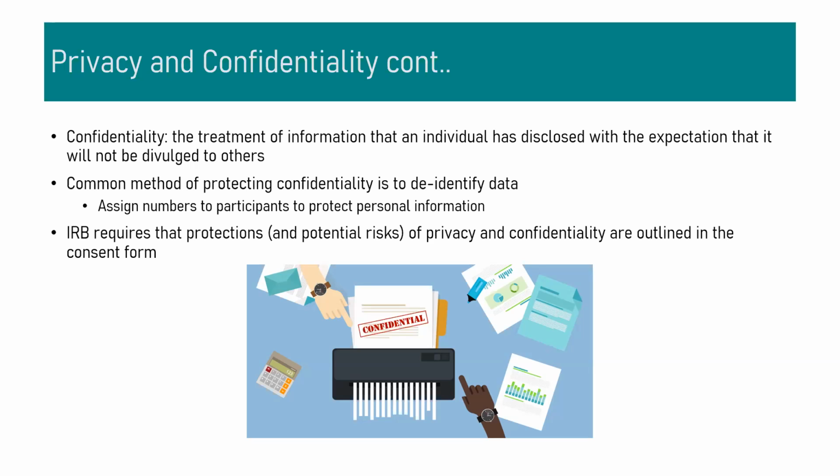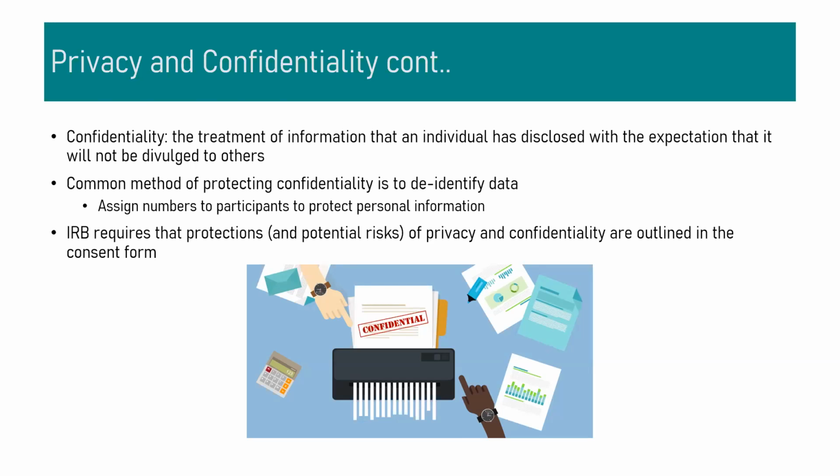Additionally, how data and information will be protected should be outlined in clear writing in the consent form. And the most common form of protecting data and information is to keep it on a private drive or a filing cabinet if you're feeling old school, and then only allowing those who are essential to access that information. And like I said, the IRB requires that these protections and any potential risks of those protections of privacy and confidentiality are outlined in a consent form.